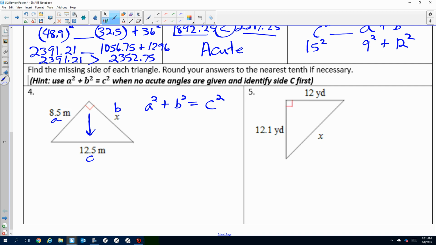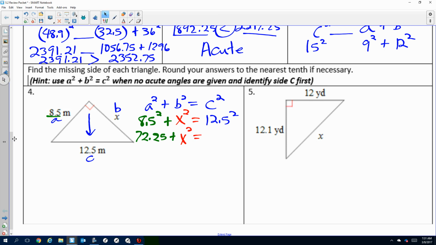And now we're substituting the parts that we have for A and B. Well, here's my A. That was the 8.5. We're going to square that. My B is the X, so we're just going to keep that X squared equal to C squared, which is our 12.5 squared. And now we're going to solve for X. So when I do that, I get 72.25 plus our X squared equals 156.25 as well.